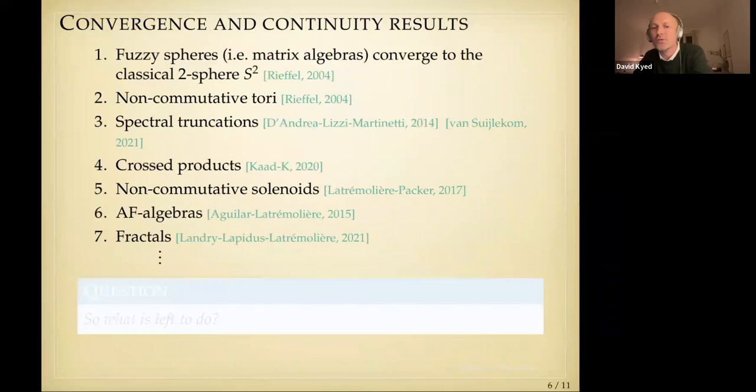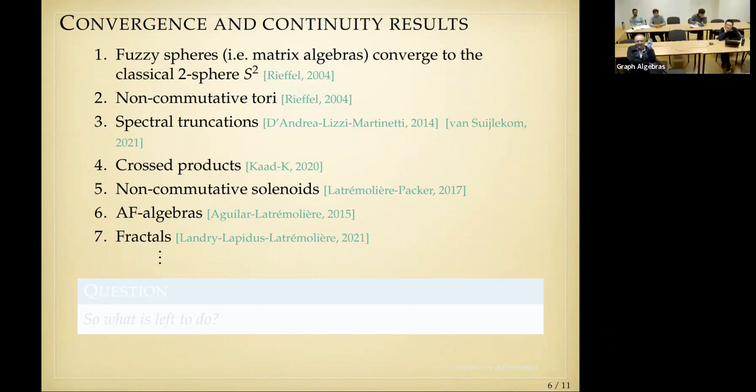I will not go through them in detail, because I just want to convey the idea that various natural classes of examples have been treated. For instance, maybe one thing to single out is the first point here, namely that the fuzzy spheres, which is physics lingo for matrix algebras, converge to the classical two-sphere. And this is Rieffel's original result from 2004. And look, David, this actually answers a question I wanted to ask you later on, but now that's an answer.